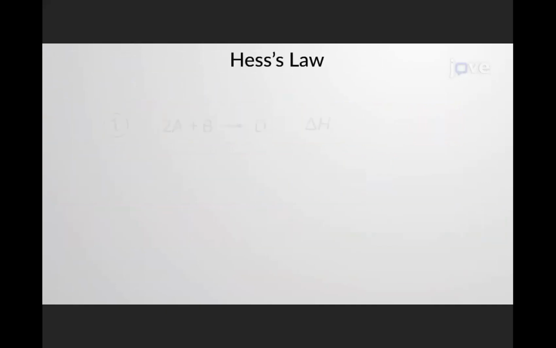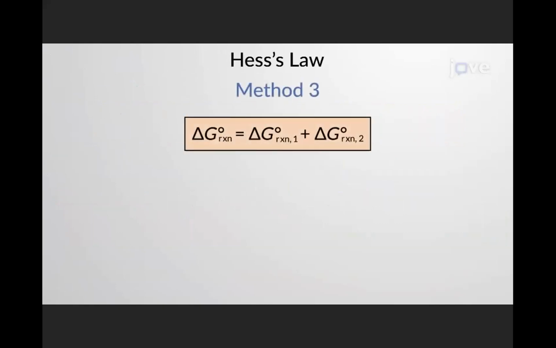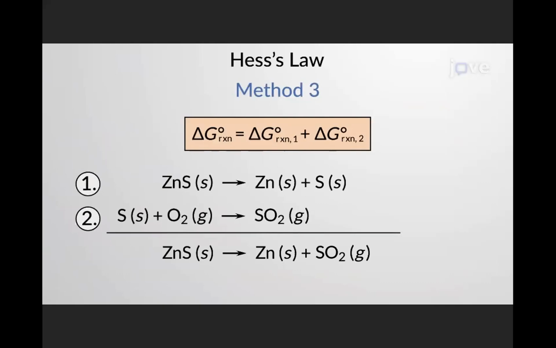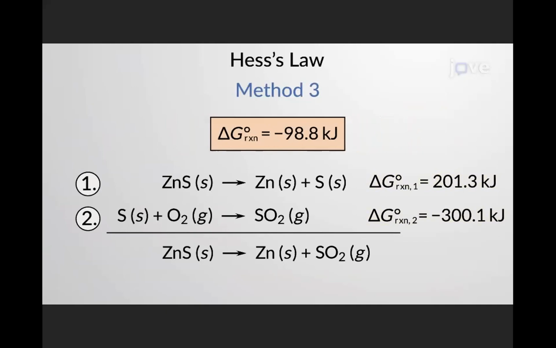Recall from Hess's law that for a stepwise reaction, the net enthalpy change can be calculated from the sum of the enthalpies of each step. The third method calculates the net free energy change for a reaction in a similar manner. Consider the combustion of zinc sulfide to produce metallic zinc and sulfur dioxide gas, which can be carried out in 2 steps with known standard free energies. Adding the free energy changes of the reactions gives an overall delta G of negative 98.8 kilojoules.